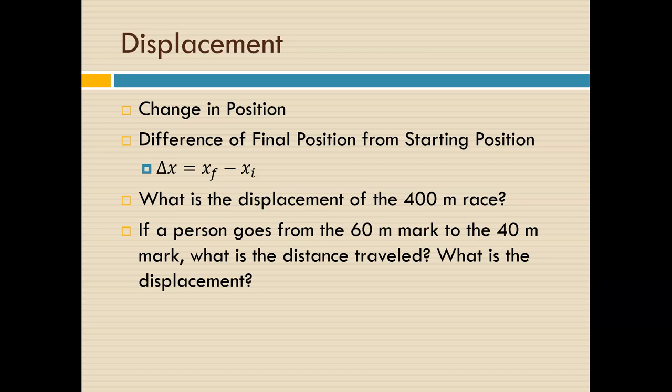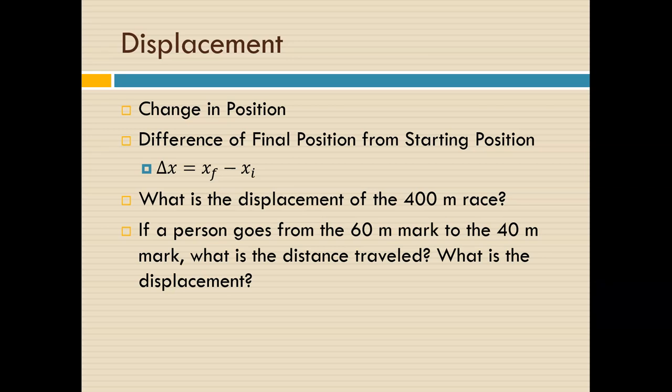What's the displacement? Negative 20 meters, because we're going to take those positions, plug them into the delta x formulation. So it would be 40 meters minus 60 meters to give us a delta x of negative 20 meters. Direction is important for displacement.